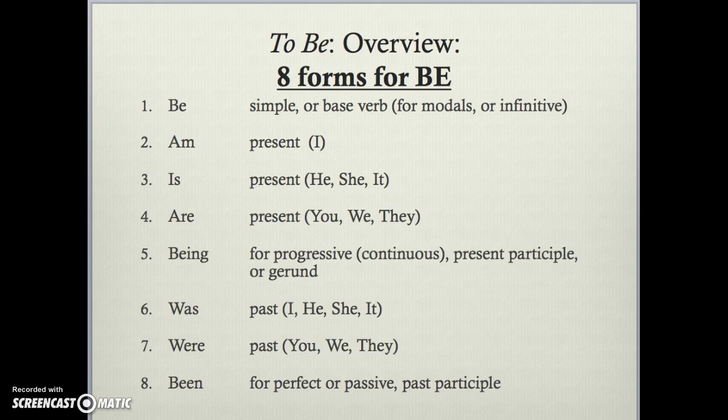With adding ing to the verb be, that is regular. Be becomes being, and we use that for progressive or continuous forms, present participle, or gerund. In the past tense, it's also a little bit different because we don't have simply one form of be plus ed1. We have was and were. Was being used with I, he, she, it. Were with you, we, they. And finally, for v plus ed2, we do have one past participle, been, which is used for perfect or passive forms.